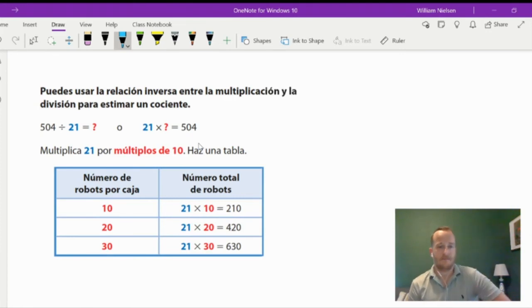Puedes usar la relación inversa entre la multiplicación y la división para estimar un cociente.